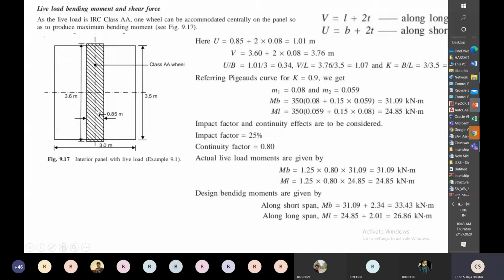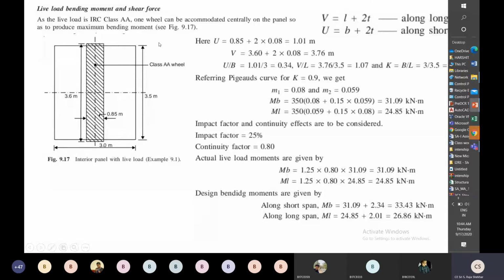So I am applying the load symmetrically on the interior panel slab. It is not possible to place the total vehicle on one single panel. The total width of the vehicle is 2.9 meters. It is not possible to place the IRC Class A vehicle on the same panel because the panel width is 3 meters and the length of the panel is 3.5 meters. So for getting maximum bending moment, we need to place one track here. Otherwise, if you place one track here, the other track will move to another panel.